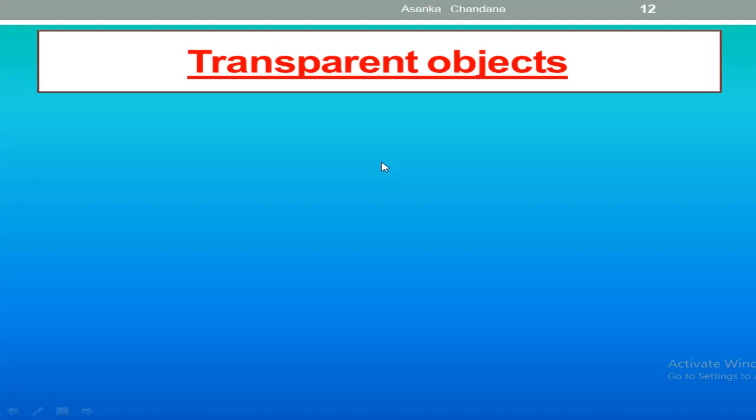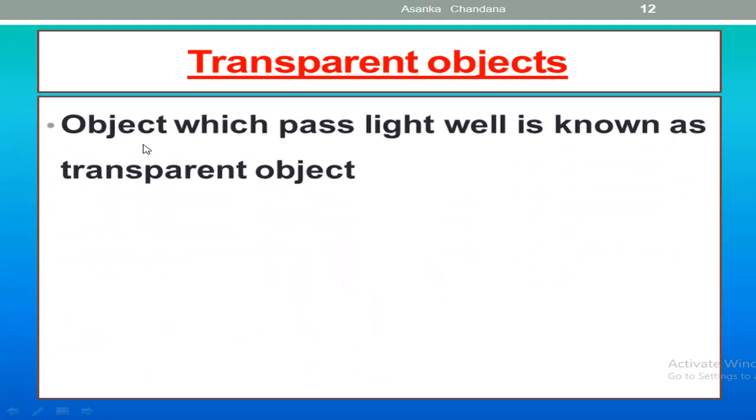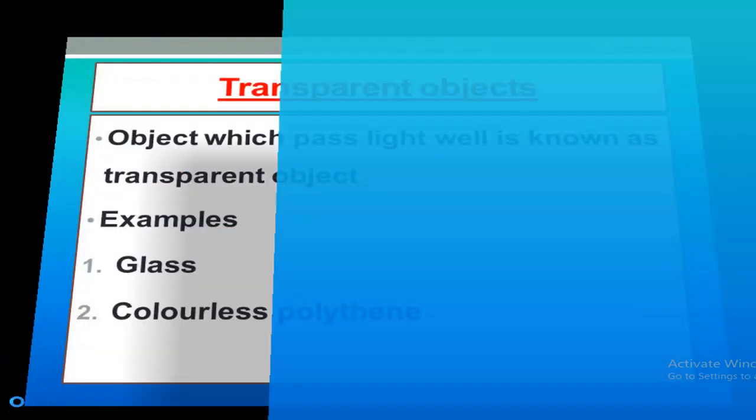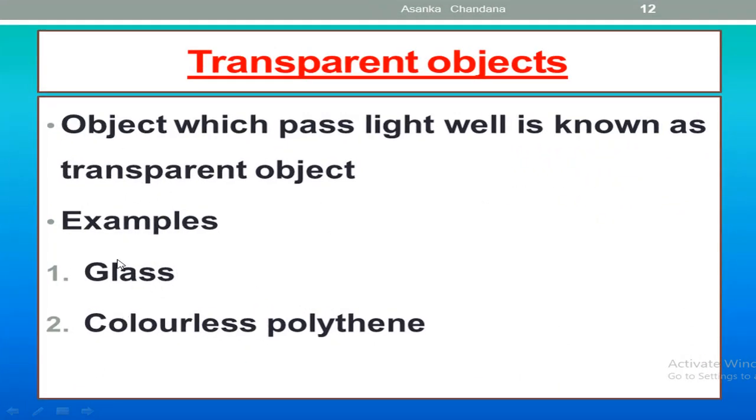First we are going to learn what a transparent object is. Objects which pass light well are known as transparent objects. Let's learn the examples for the transparent object. Glass and colorless polythene are substances which pass light well. So things on the other side of the glass can be seen clearly, because glass and colorless polythene pass light well.